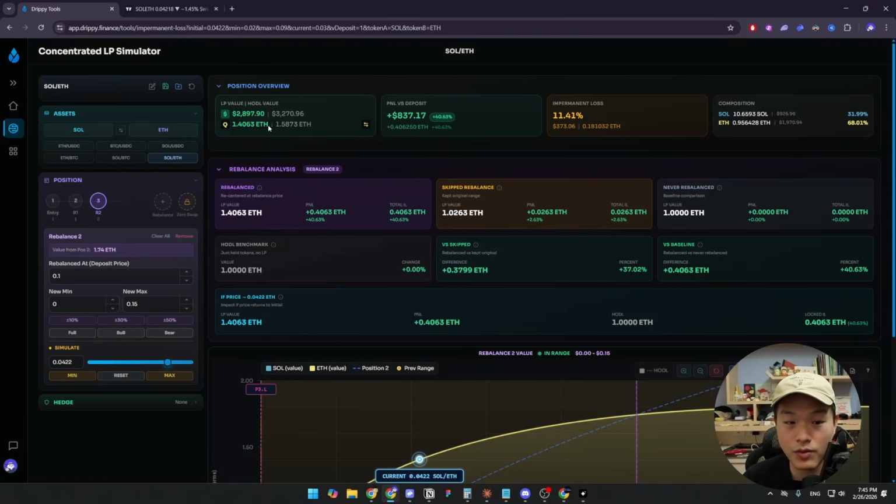And again, the reason why we focus mainly on ETH value is because it doesn't matter like where your US dollar value is. When you're actually interacting with these pools, you're actually shifting the ratio between SOL and ETH. And depending on how you shift your ratio, you could either end up with more ETH or less ETH, or kind of break even with those rebalances.